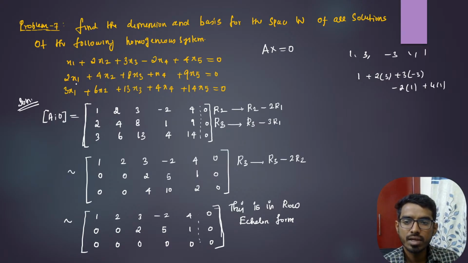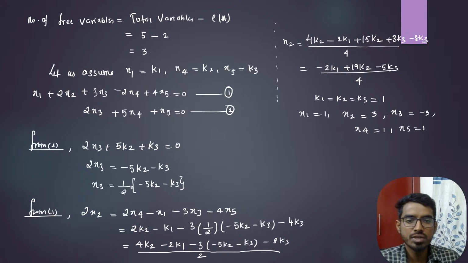Right? And similarly, if you substitute here also, 2 into 1 is 2, 4 into 3 is 12, so 2 plus 12 is 14. 14 minus 24 is minus 10. Minus 10 plus 1 is minus 9. Minus 9 plus 9 is 0. Yes, the solution is correct only.